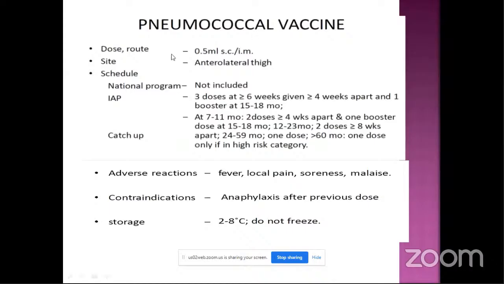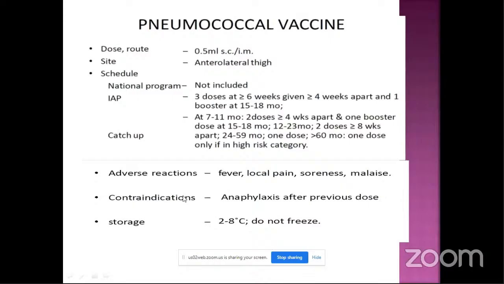Now coming on to the pneumococcal vaccine, this is given as 0.5 ml subcut or IM. For the IAP schedule, as already mentioned, it is 6, 10, 14. We are giving this, and the booster dose is to be given at around 15 to 18 months. Okay, for the child, a catch-up can be given till 59 months.